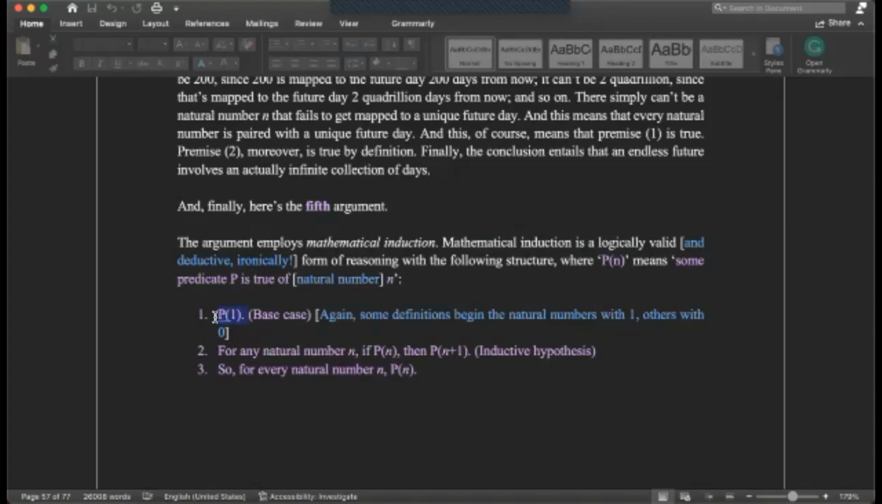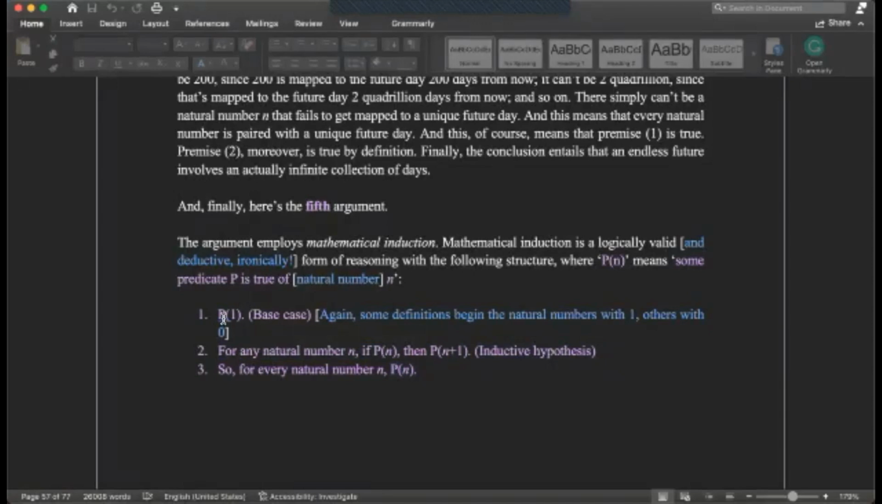So the first premise in a mathematical induction is P of 1. That is called the base case, right? Because you're taking the first natural number and you're arguing that the relevant predicate P is true of that first natural number. And again, some definitions begin the natural numbers with 1, others with 0. We're just going to treat it as though it's 1. So the first premise is the base case, and you show that predicate P is true of the number 1. The second premise is that for any natural number n, if the predicate P is true of that natural number n, then the predicate P is also true of natural number n plus 1. That's what you can call the inductive hypothesis. And from those two, it deductively follows that for every natural number n, the predicate P is true of n.